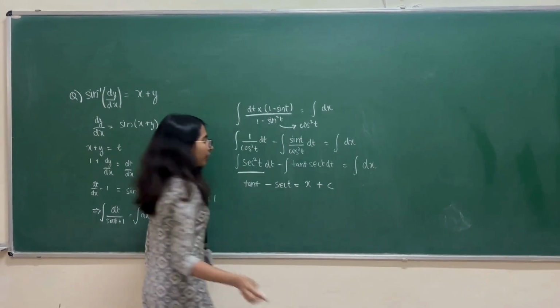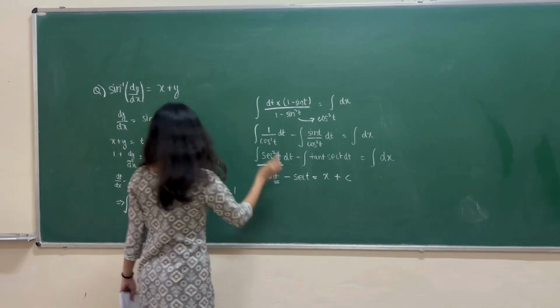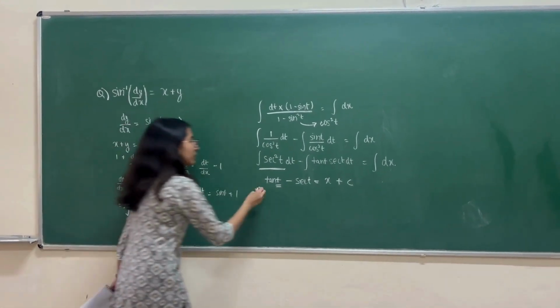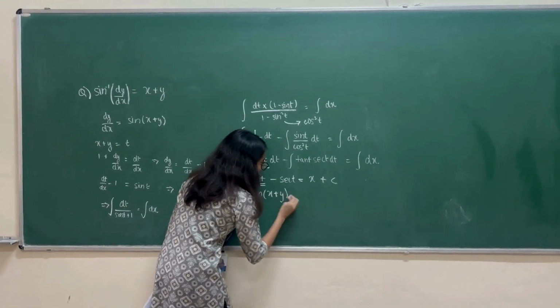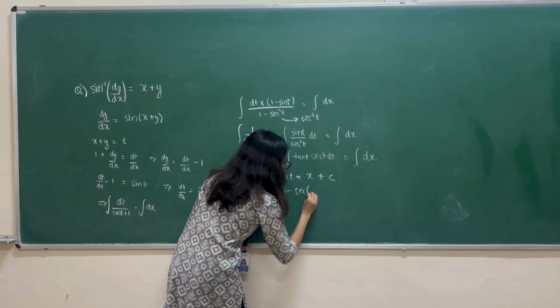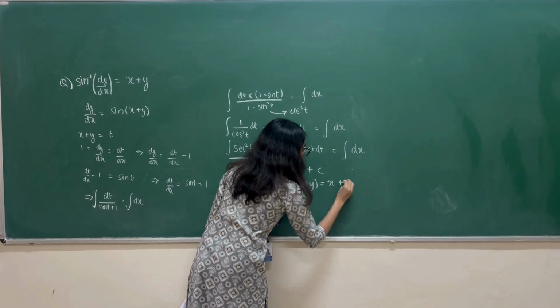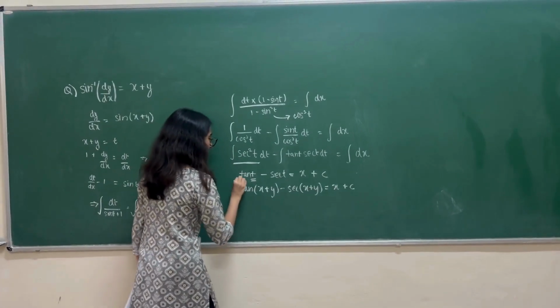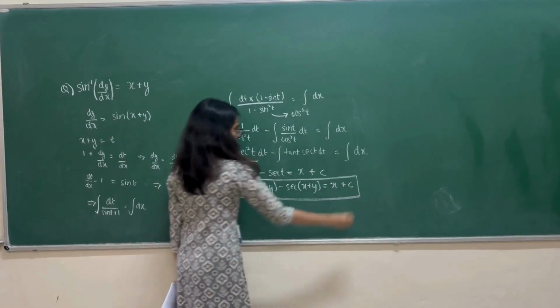Now we have to remember to replace that with the value of t, which we are taking as x plus y. So it becomes tan(x plus y) minus sec(x plus y) is equal to x plus c. And this will be our final equation for the equation.